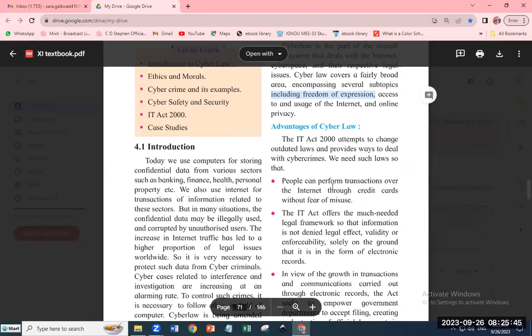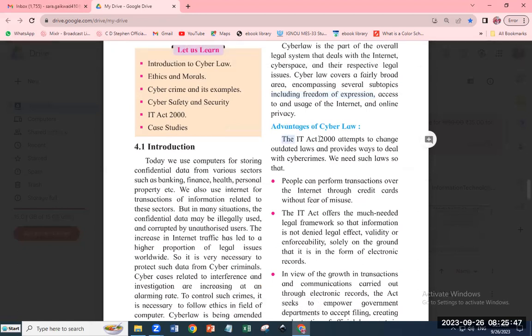What are the advantages of cyber law? The IT Act 2000 attempts to change outdated laws and provides ways to deal with cybercrime. Previously we had IT acts from 1984 and 1992, but some were outdated, and the internet is moving very fast.